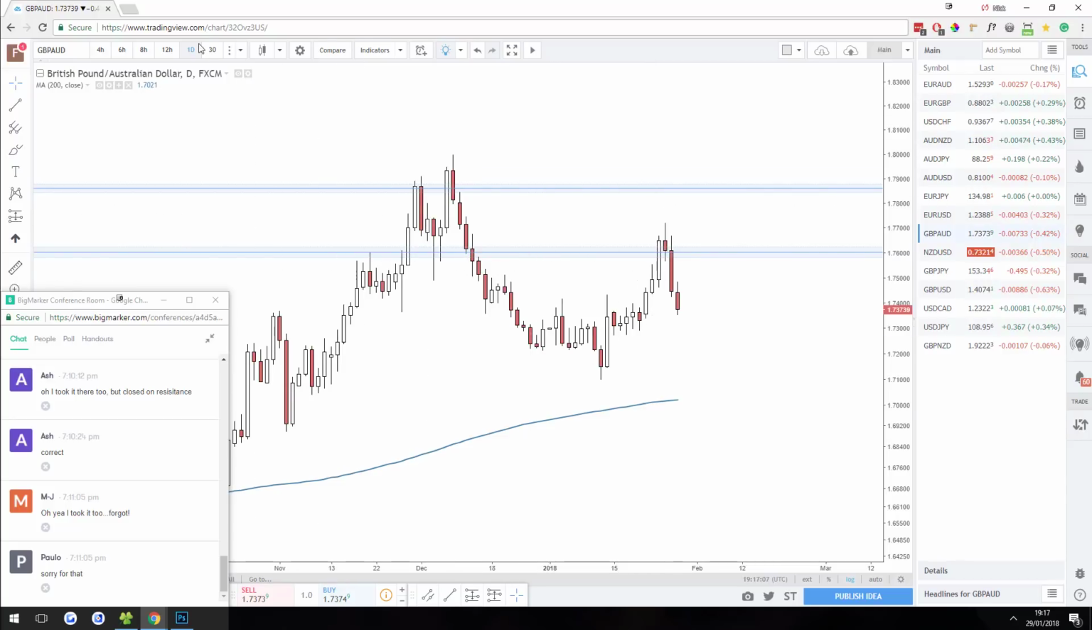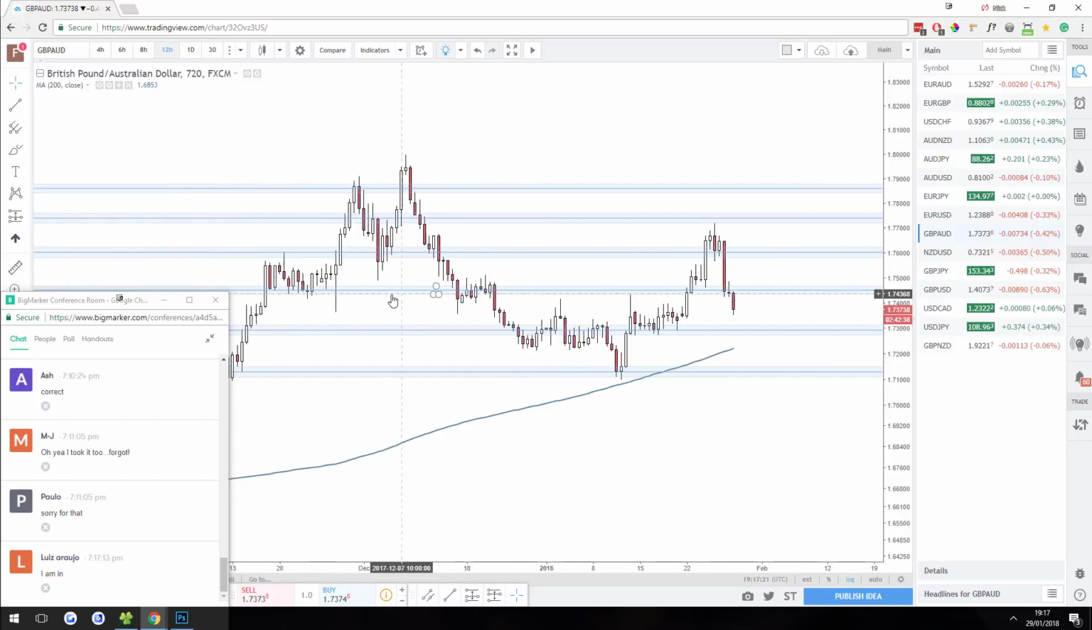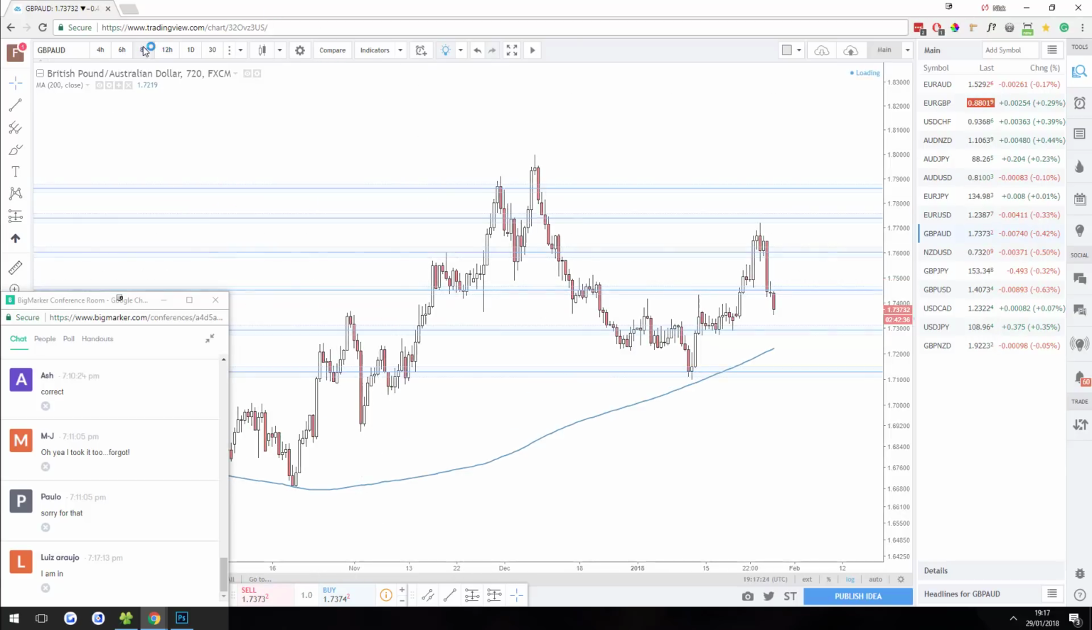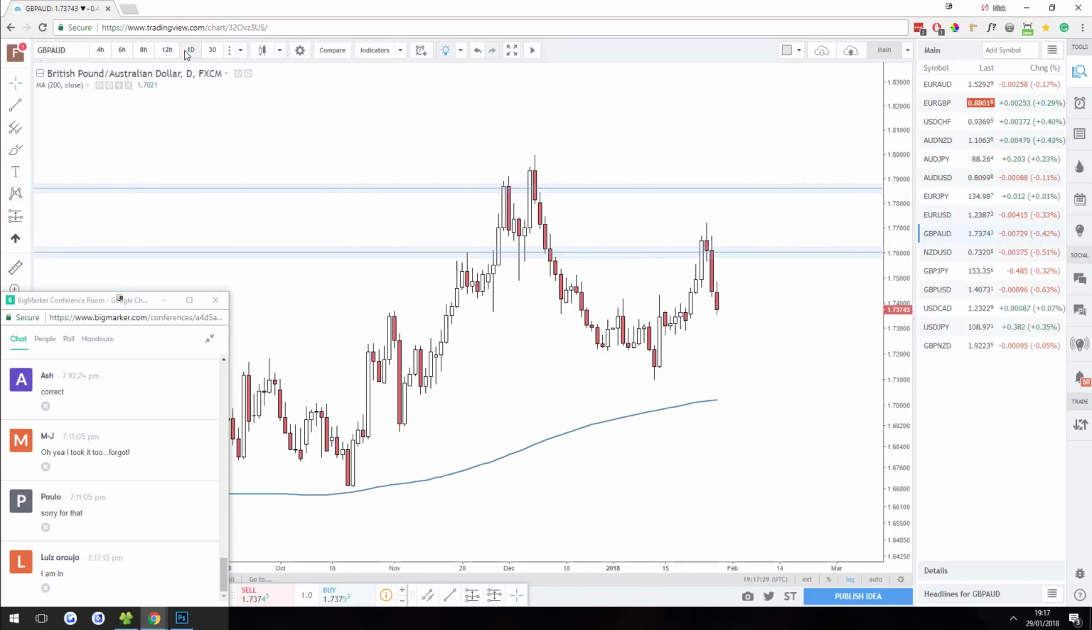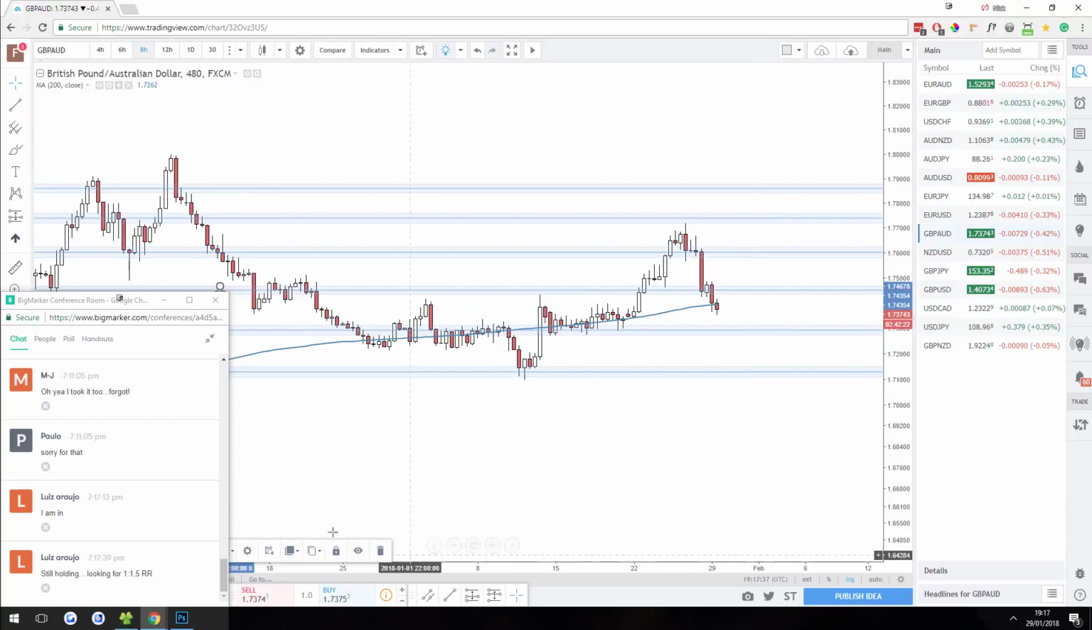Is anyone short on GBP AUD right now? I think that was posted to the forum, right? A short trade there. You're in, Lewis. Nice. You gonna hold? Fair enough. Yeah, it looks like a decent short.